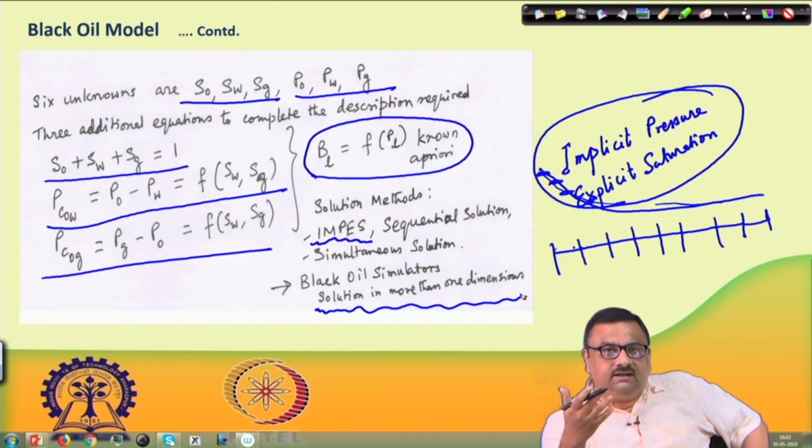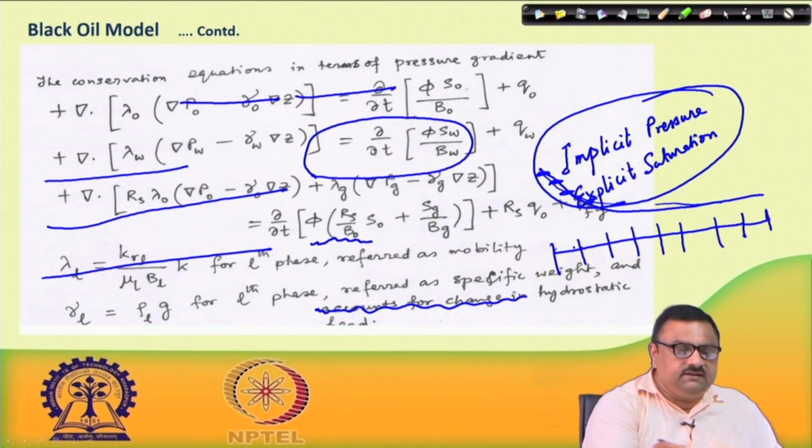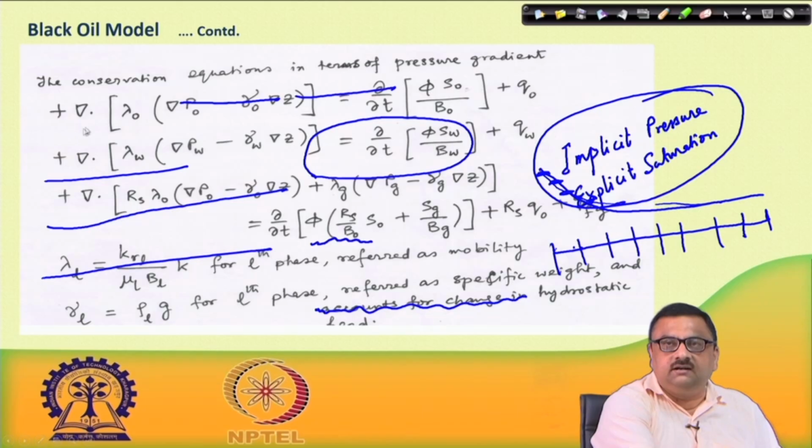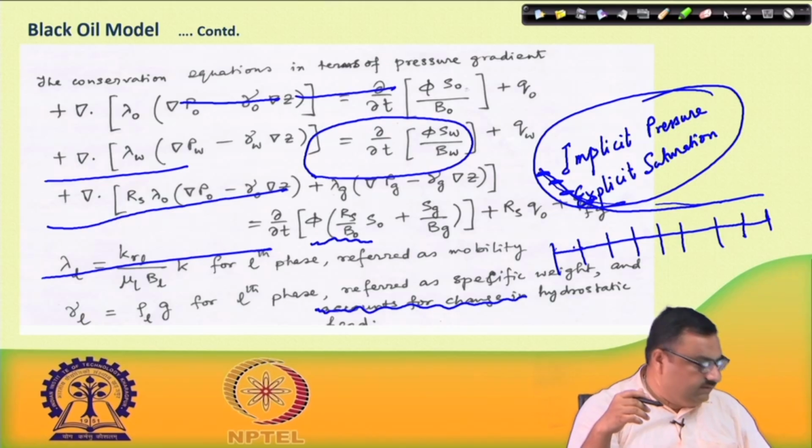In that case the equations will change in the sense that we have to consider the dimensions x, y and z. So it would be del p del x, del p del y, del p del z. Those types of terms have to be considered.